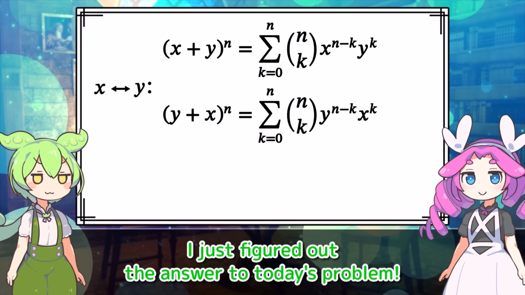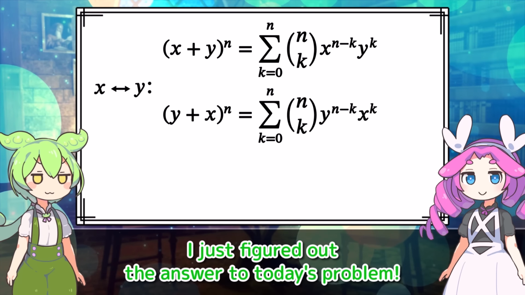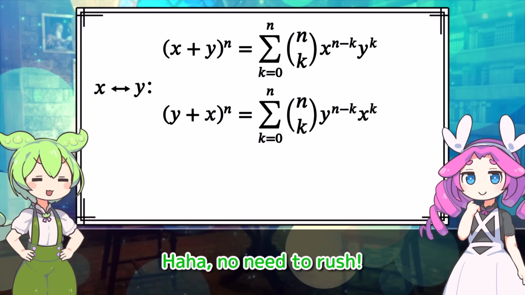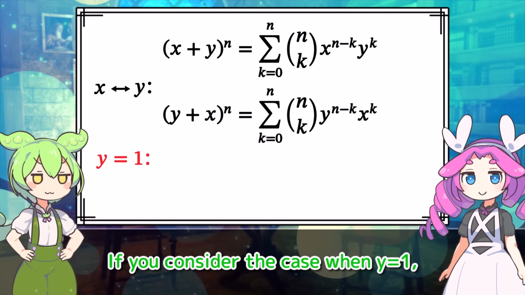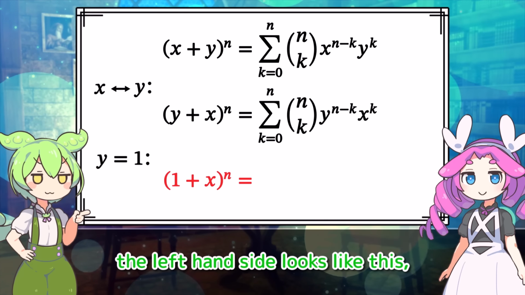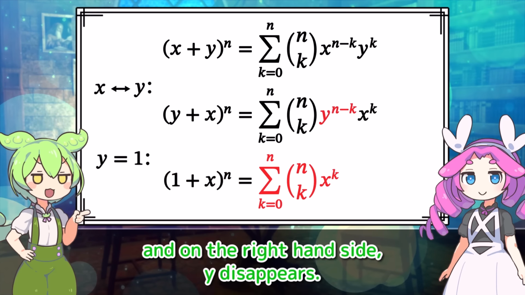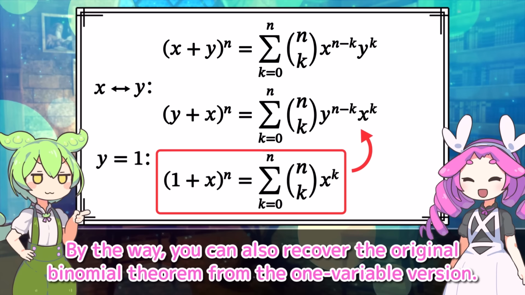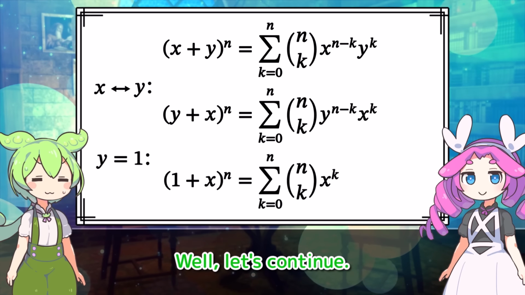I see now. I just figured out the answer to today's problem. What? What did you say? Hurry up and tell me. Haha, no need to rush. If you consider the case when y equals 1, the left-hand side looks like this, and on the right-hand side, y disappears. This is known as the one-variable version of the binomial theorem. By the way, you can also recover the original binomial theorem from the one-variable version. Oh, really? Well, let's continue.